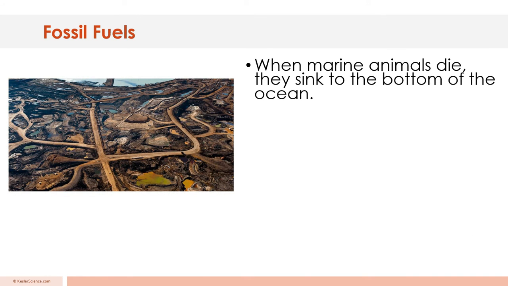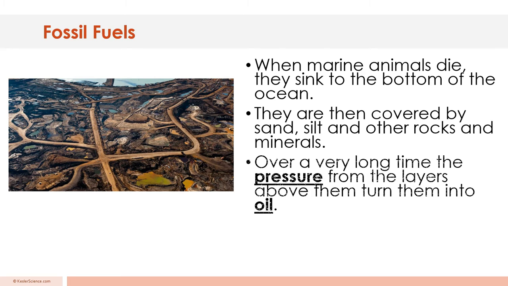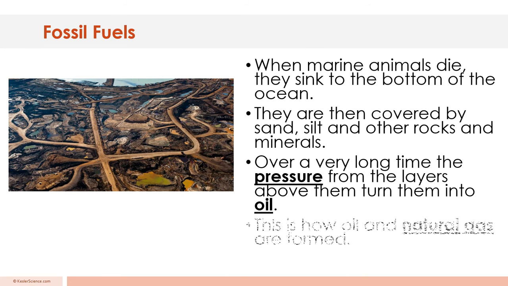When marine animals die, like we just said, they go to the bottom of the ocean. Then they are covered by sand, silt, and other rocks and minerals. Over a very long time, the pressure from the layers above them turn them into oil. This is how oil and natural gas are formed, both by plants and animals in an ocean.